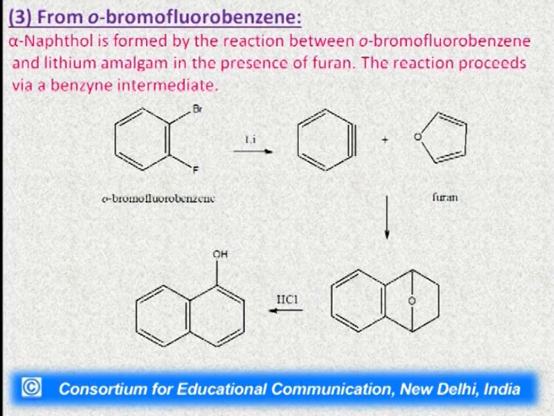This reaction proceeds via a benzyne mechanism. In the first step, benzyne is formed. This benzyne intermediate will react with furan to form this adduct. This adduct on reaction with mineral acid will give us the alpha naphthol.